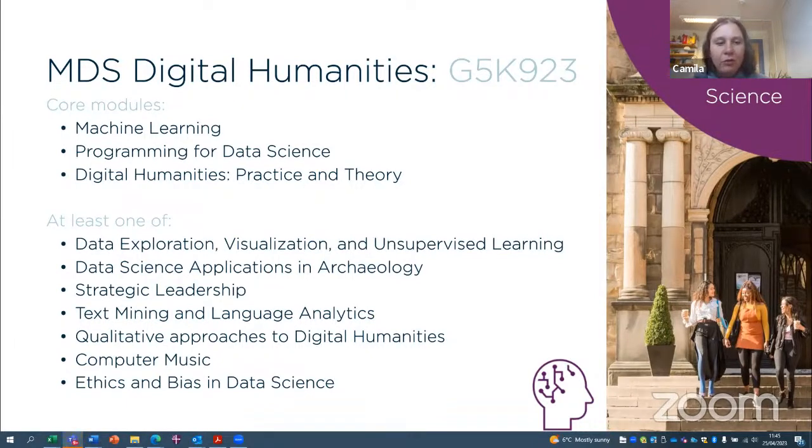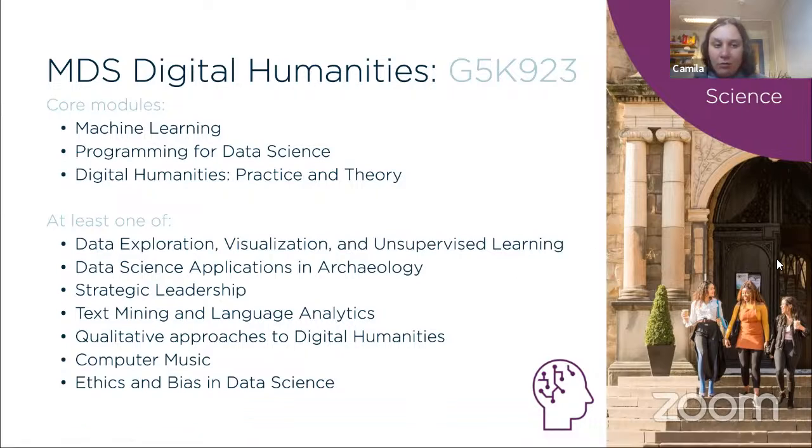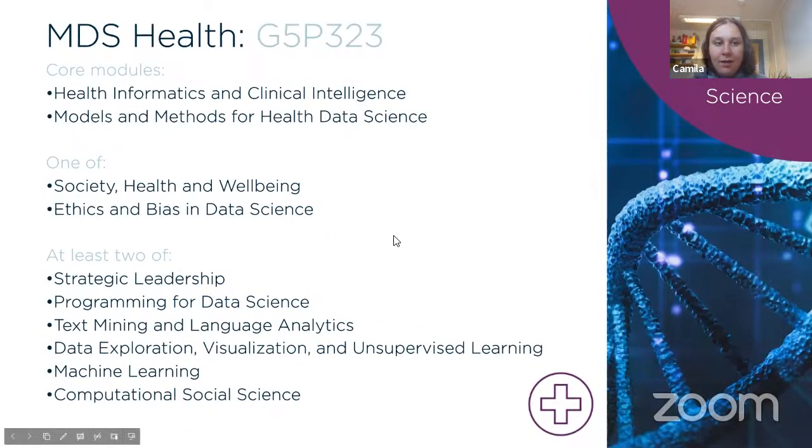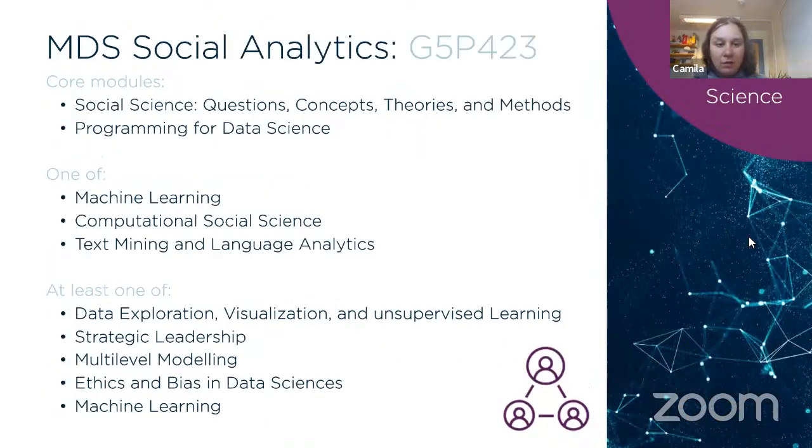And then we can move to health, where you see that we have a core module in health informatics and clinical intelligence, with the focus primarily on the NHS, but with concepts expandable to other health systems. Models and methods for health data science, introducing the mathematical and statistical knowledge needed to process health data in general, and a very similar selection of optional modules.